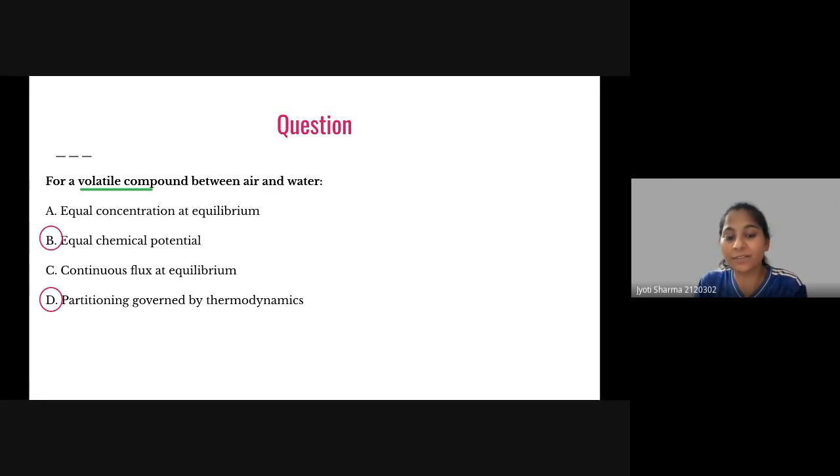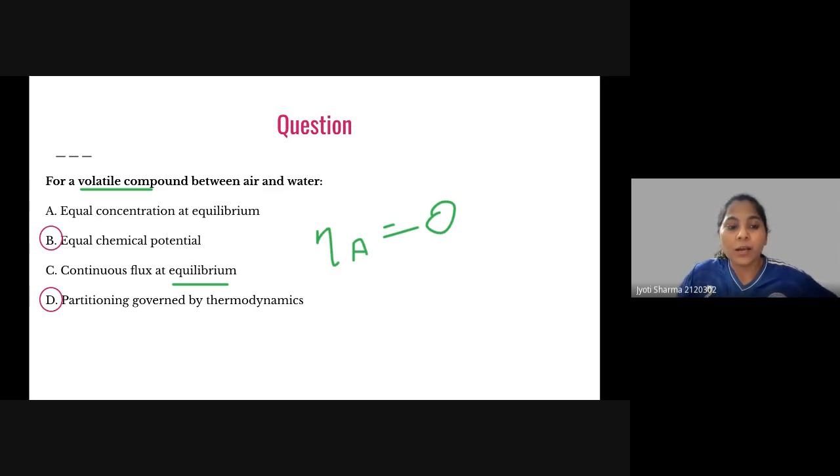And the partitioning is governed by the thermodynamics. This is obviously a very normal and general term. But the thing is, in equilibrium, your flux, denoted by N_A, is zero. Because there is no accumulation, that's how we are keeping this flux equal to zero. We will learn about this in mass transfer coefficient and all, but just keep in mind that whenever we are in equilibrium, the flux will equal zero. There will be no flux, right? So that's how B and D is the right answer.